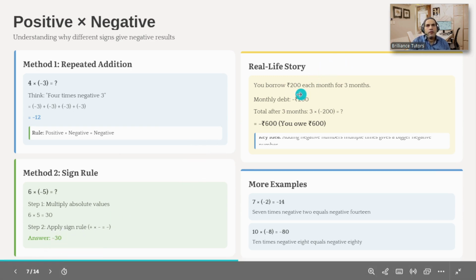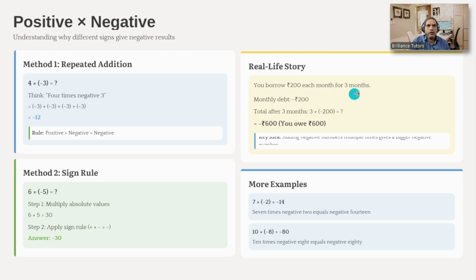Real life story: you borrow 200 each month for 3 months. So the monthly debt is minus 200, and the total after 3 months is 3 into minus 200. So it's a minus 600. It's just a minus sign.